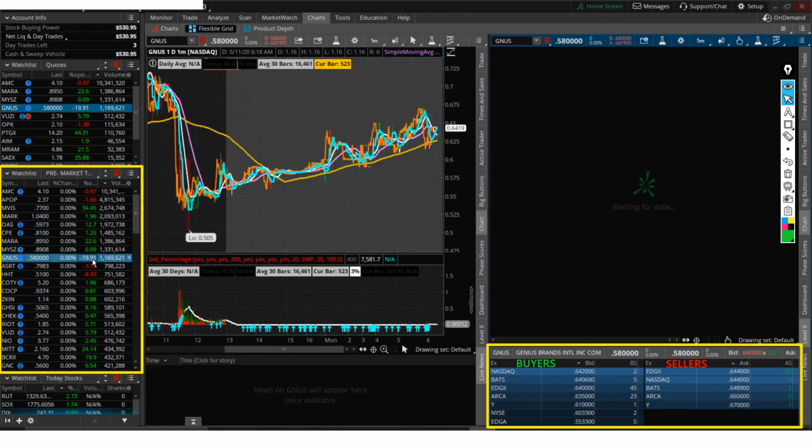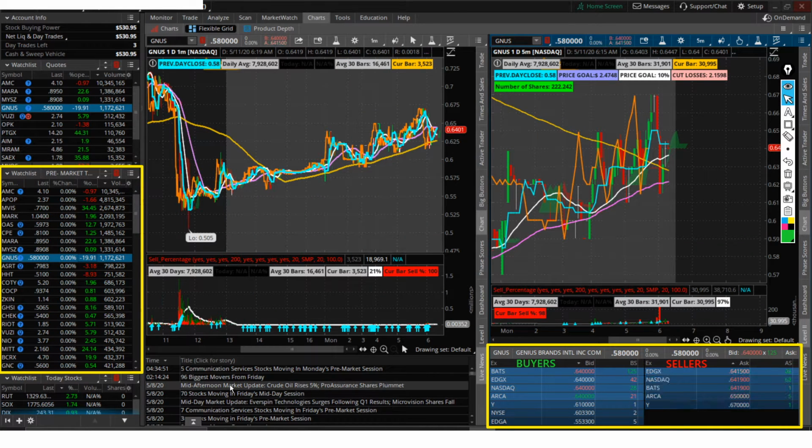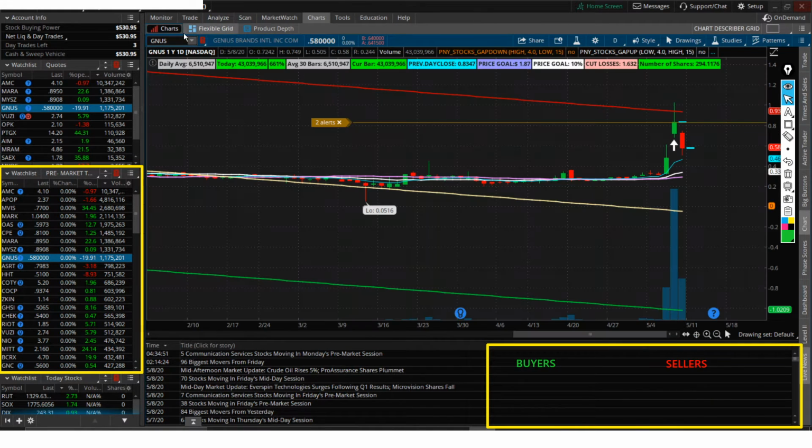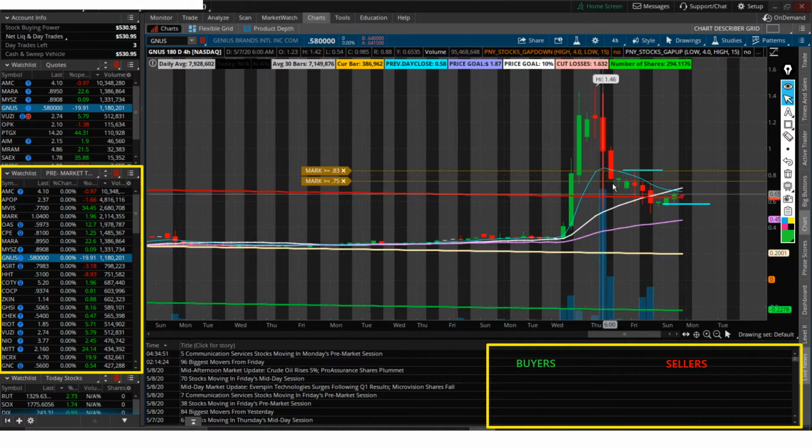Let's check out GNUS. No news. It is trading up. Looking at the channel, 4-hour time frame, it did make a huge move over here.